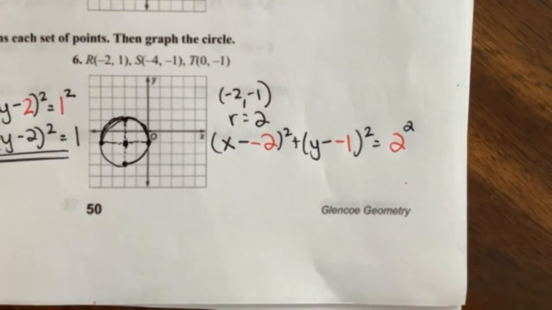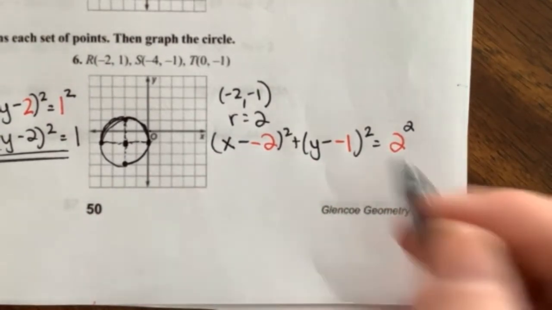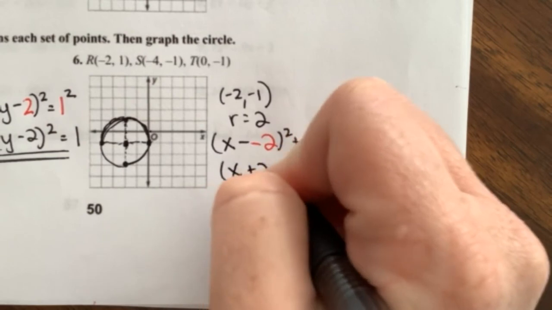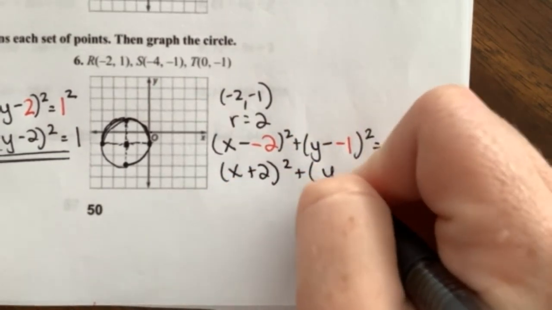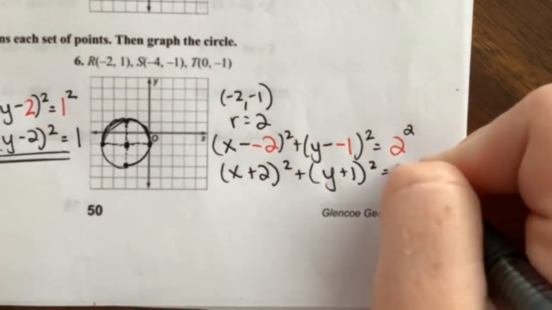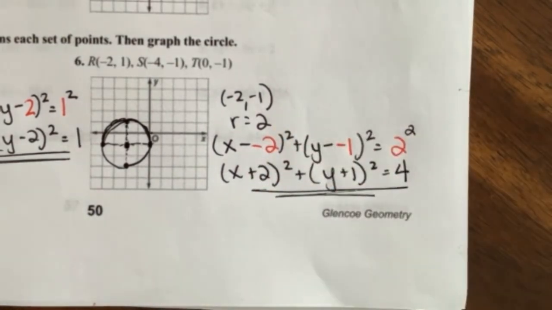And then I can simplify. So that double minus sign becomes a plus, so I get x plus 2 squared plus y plus 1 squared equals, and 2 squared is 4. So there's the equation of that circle.